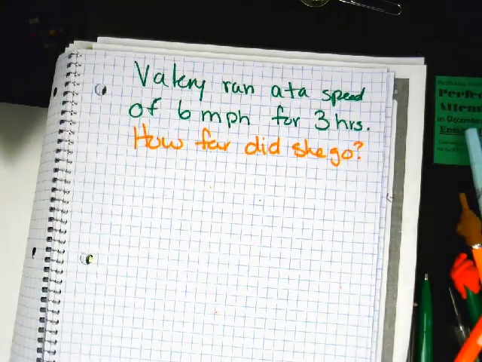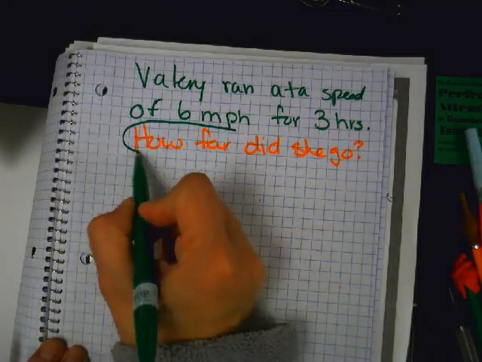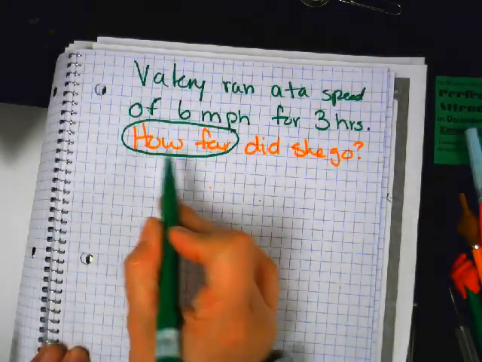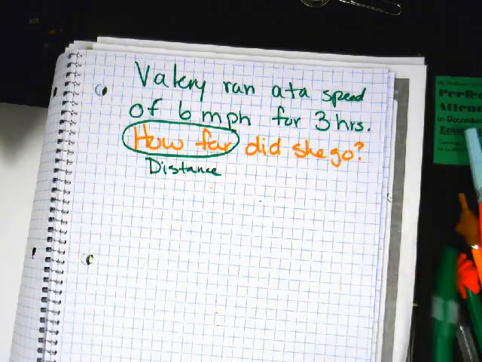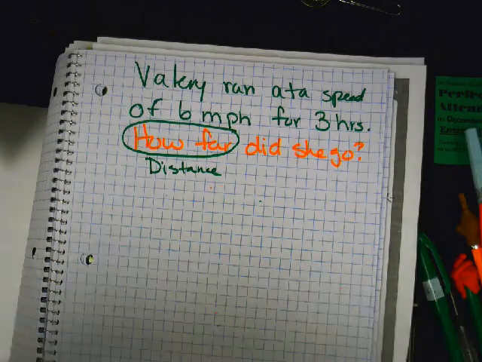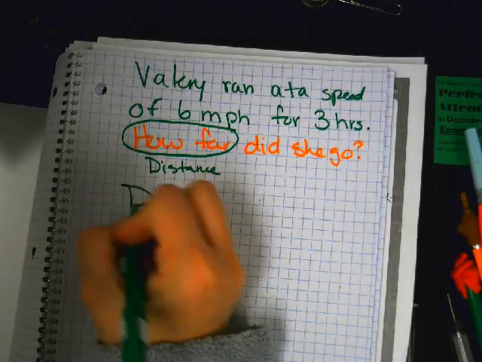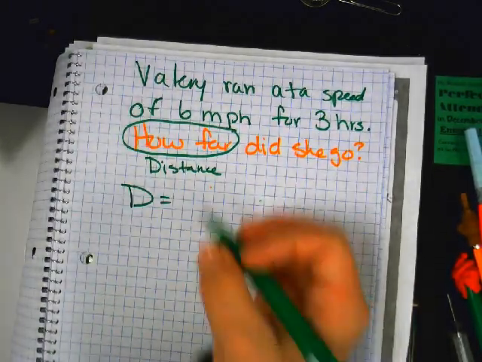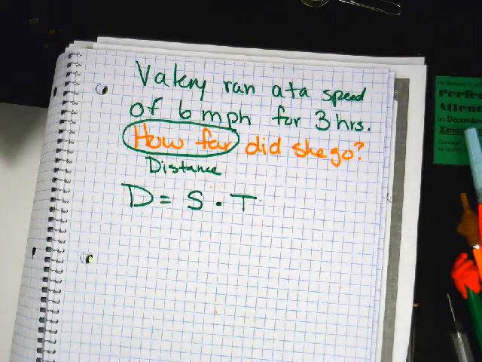What am I solving for? Yeah, so this, how far. When you read how far, you're solving for distance, okay? So whenever you read how far, you're solving for distance. All right, so what letter do I cover up? The D on my triangle. So I'm covering up the D on my triangle. So D is equal to S times T. Yes, question? No, we're good?